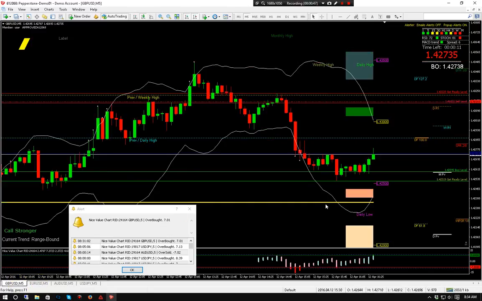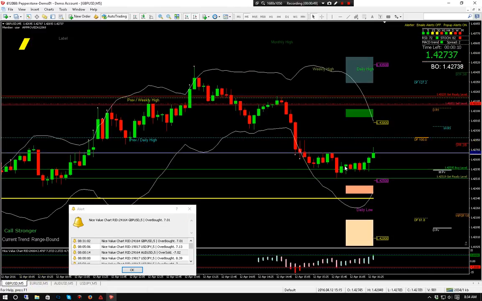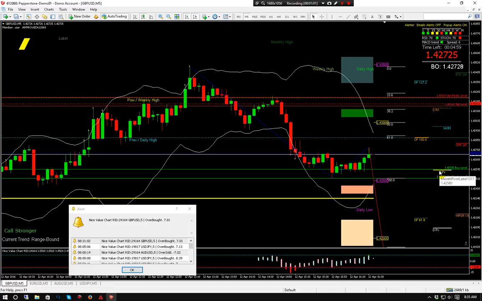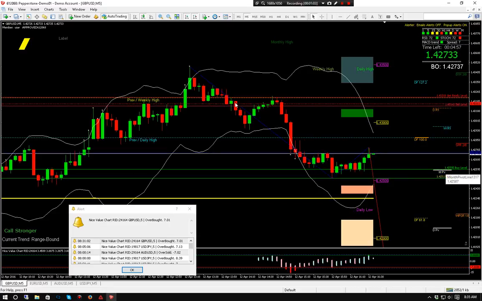Here's cable on the 5 minute. 1 minute's flat, 5 minutes flat. So, what are our options here? Sit and wait. It's holding on a monthly pivot, it looks like. It's just kind of bounced down to a monthly pivot and sitting there. So there really isn't too much to do on cable. Let's take a look at euro.